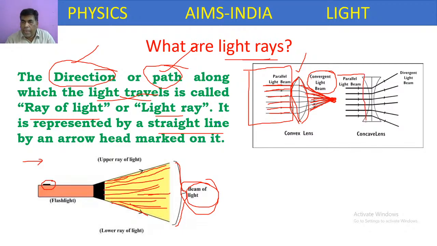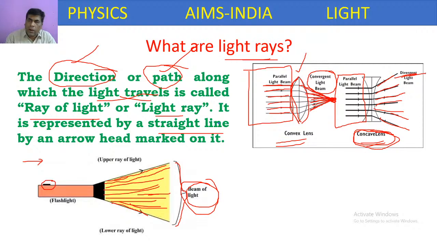Suppose the same kind of parallel light beam, instead of a convex lens, passes through a concave lens. Then what happens? After passing through the concave lens, the light rays appear to be moving away from one another, which means they are diverging from one another. They are going away from one another. So this kind of beam is called a divergent light beam.